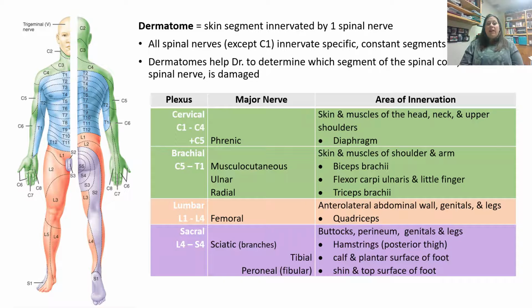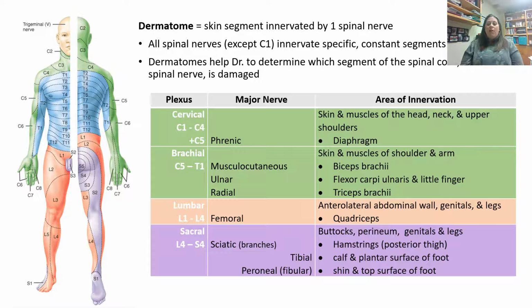In the brachial plexus, we have C5 through T1. These are going to contain major nerves like the musculocutaneous, which is going to allow you to move your biceps muscle, the ulnar, which is going to communicate with the flexor carpi ulnaris and your little finger, and the radial, which is going to communicate with your triceps brachii.